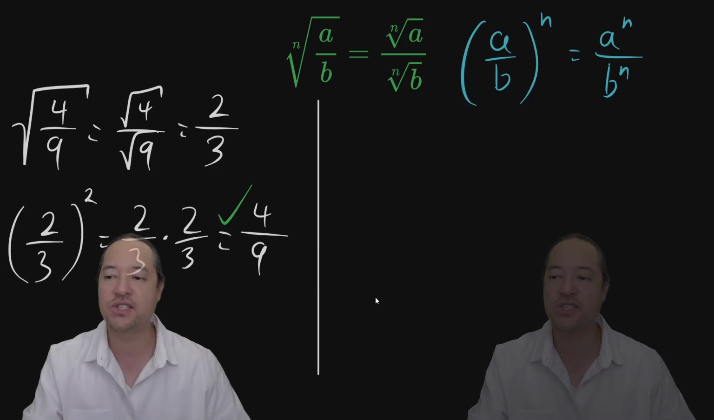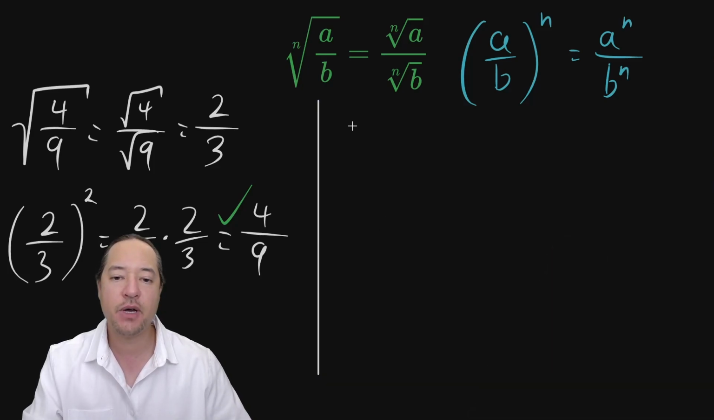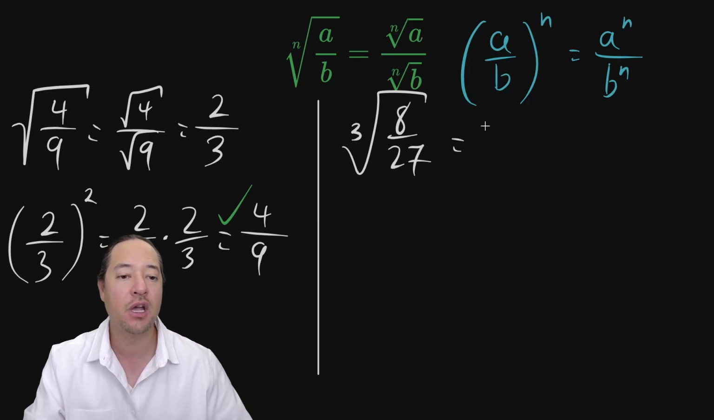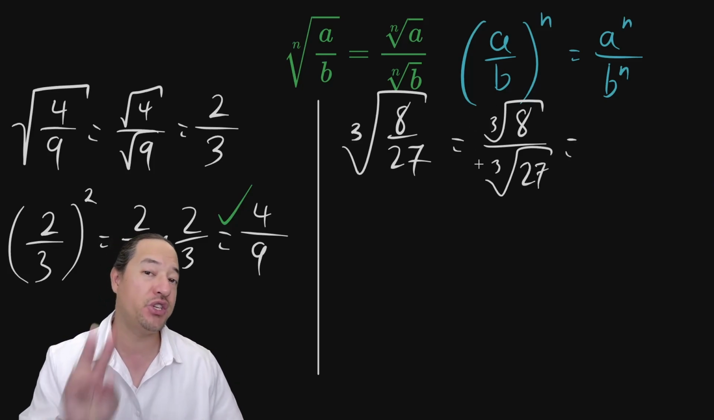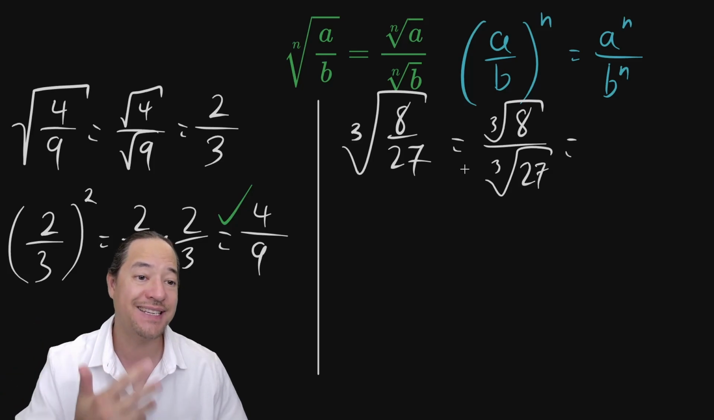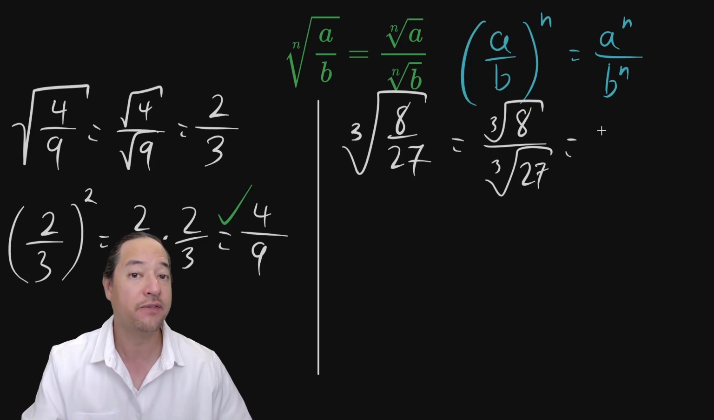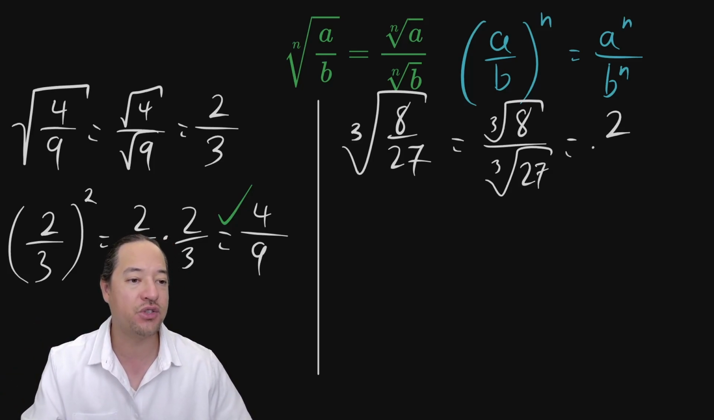Let's do one more example. Let's try, how about the cube root of 8 over 27. What's that going to be? Well, we can split that into the cube root of 8 over the cube root of 27. The cube root of 8, that's going to be 2, right? Because 2 cubed is 8. 2 times 2 is 4. 4 times 2 is 8. So that'll be a 2.